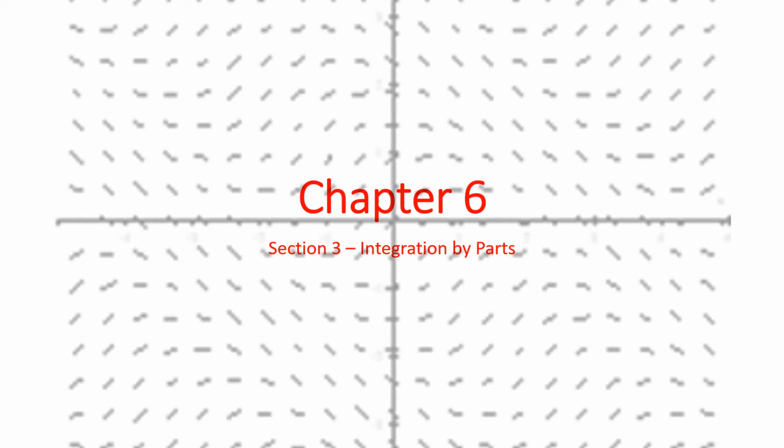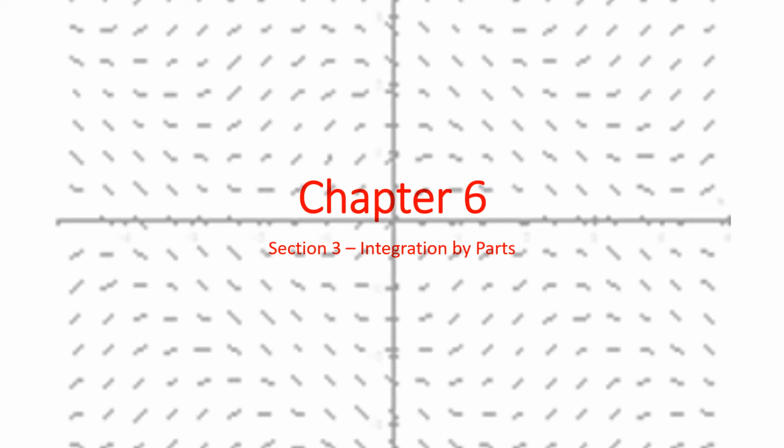Welcome back to the third section of Chapter 6. In this section, we're going to be looking at integration by parts. Now, the last section we saw integration using substitution, which is the backwards chain rule. Integration by parts is what happens when we have to do a backwards product rule.